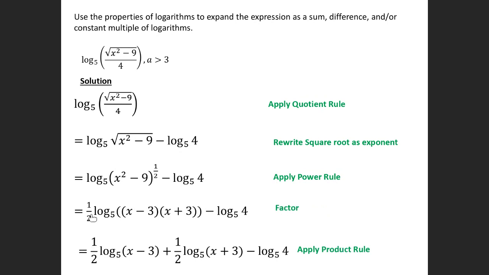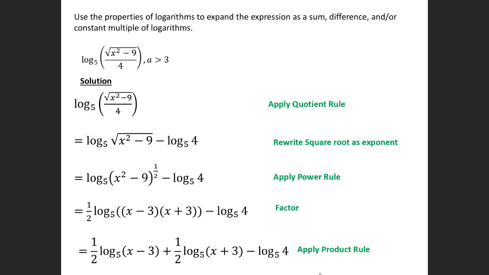So now we're going to take this half, and the half needs to be applied to all of that logarithm. So we're going to have 1/2 log 5 of x minus 3. Since they were being multiplied, I can add 1/2 log 5 of x plus 3. Again, this half in the front belongs to the entire log, so we need to apply it to both parts. And then you have your log 5 of 4. Okay, any questions on that?